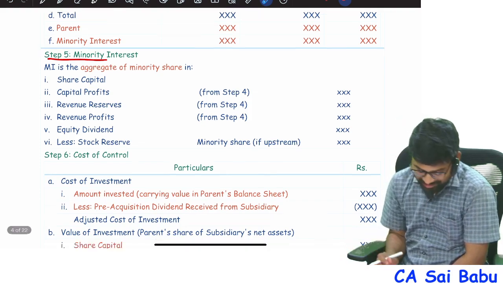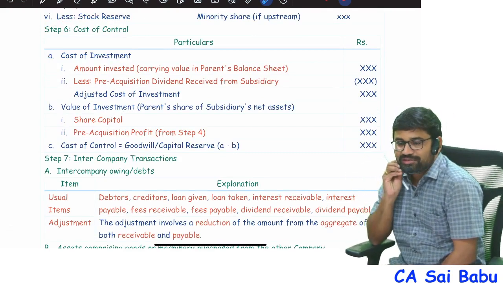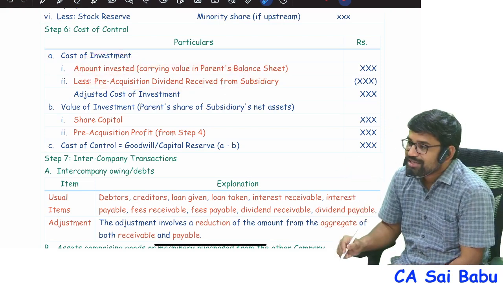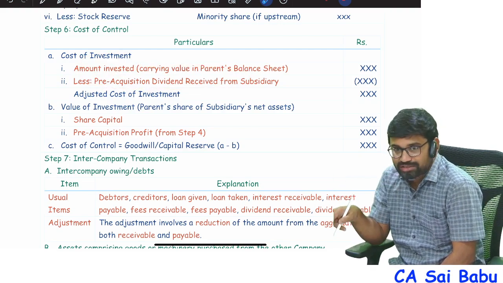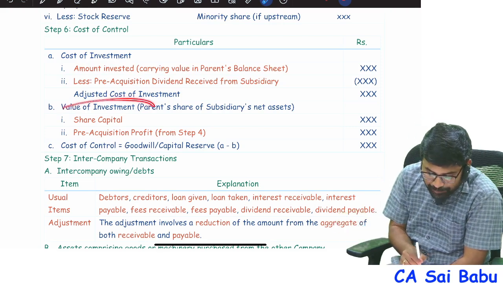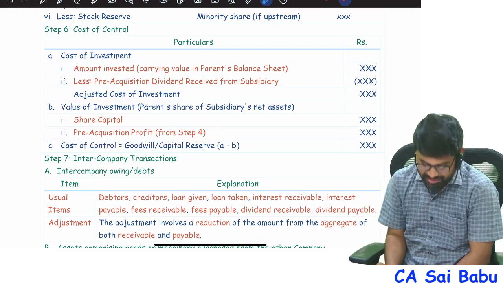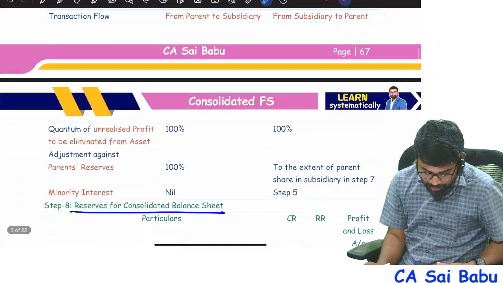Hello? Next, cost of control. Tell me how to calculate cost of control. Cost of investment. And to this investment amount, what do we need to adjust? Pre-acquisition dividend. Why do we need to deduct pre-acquisition dividend? Because it's a recovery of cost, capital profit. And we need to compare with the net assets: parent company share in the net assets on the date of acquisition. The difference is either goodwill or capital reserve. Okay.